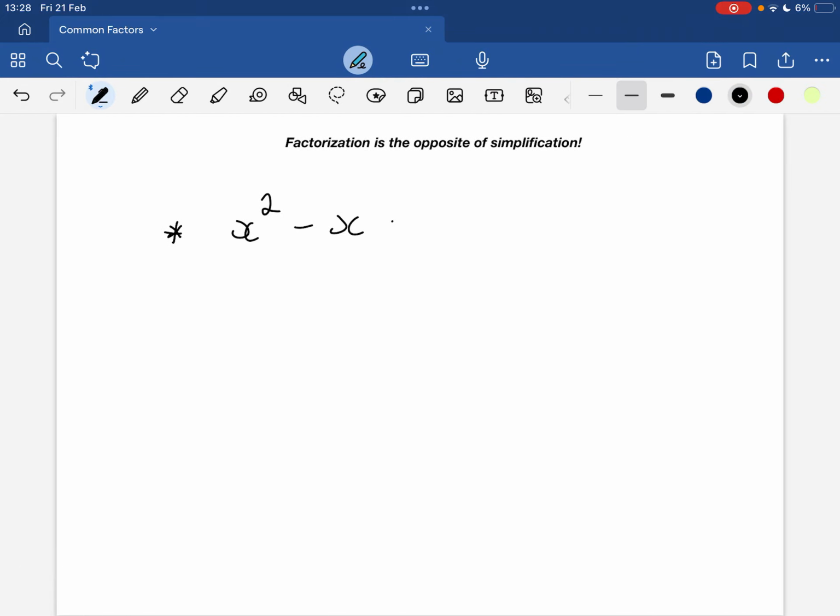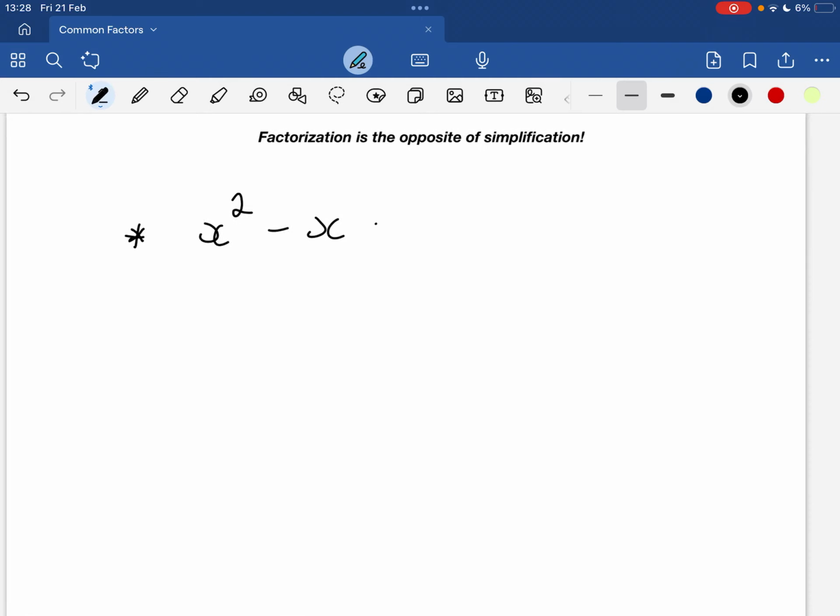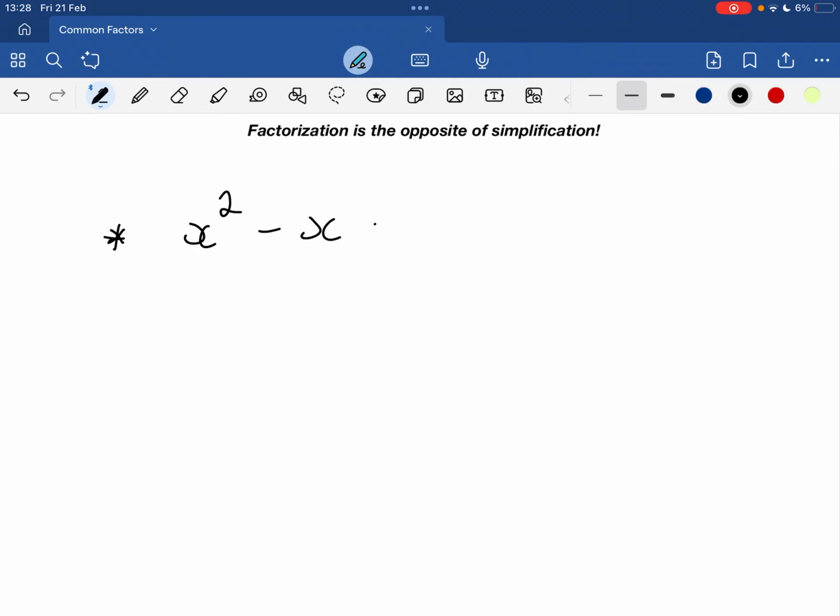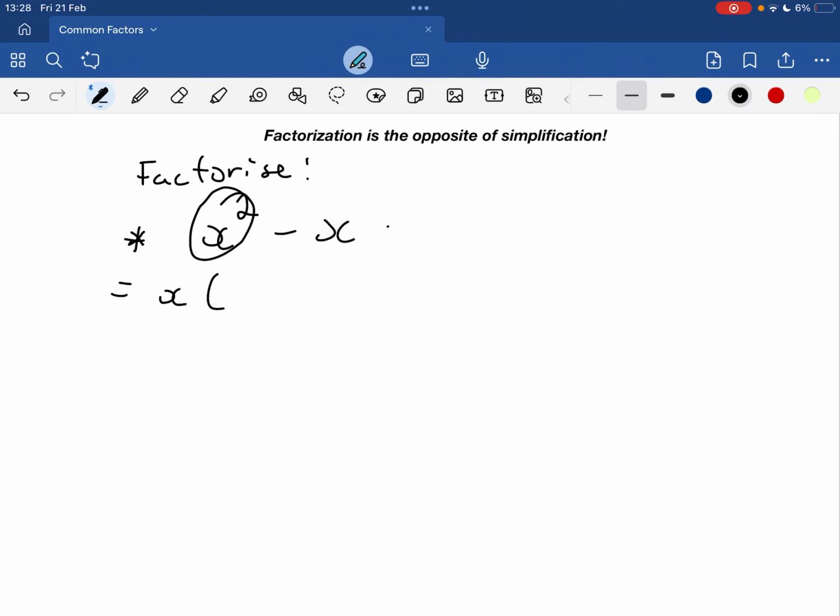Now, I want you to note very importantly as we close that factorization is the opposite of simplification. Why do you have to know that? Well, because it helps us to verify if our answer is correct. Imagine you were asked to factorize x squared minus x. Well, you take a common factor of x, open a bracket, and in the first term, if you take x squared and divide it by x, you'd be left with x. If you take minus x and divide by x, you'd get minus 1.